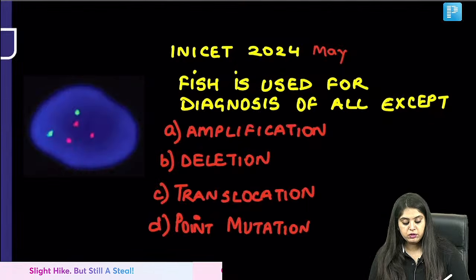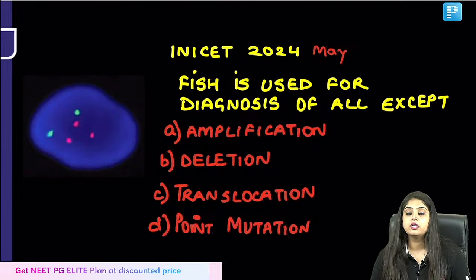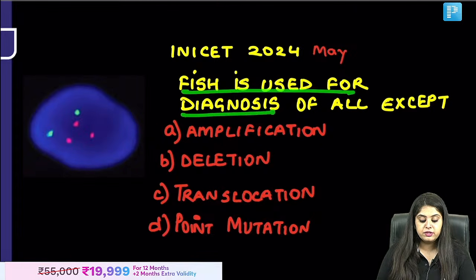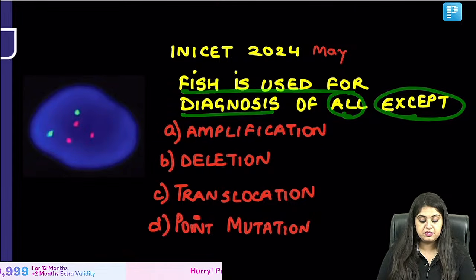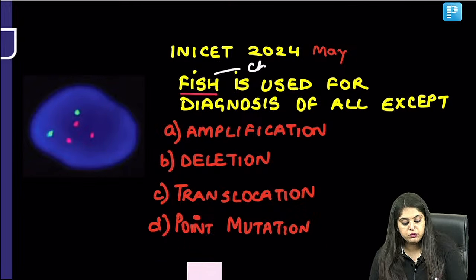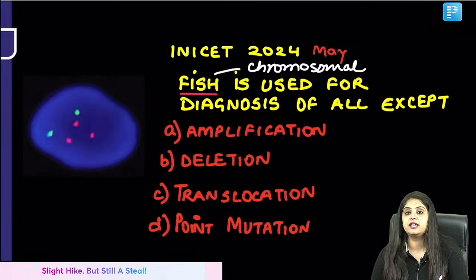Now let me move to the question that came in INI-CET. Same screenshot I have got you in your rapid revision also. FISH is used for the diagnosis of all except. Ma'am, FISH is something which is being used for chromosomal disorders. I'm sure this black background is giving you rapid revision vibes again.